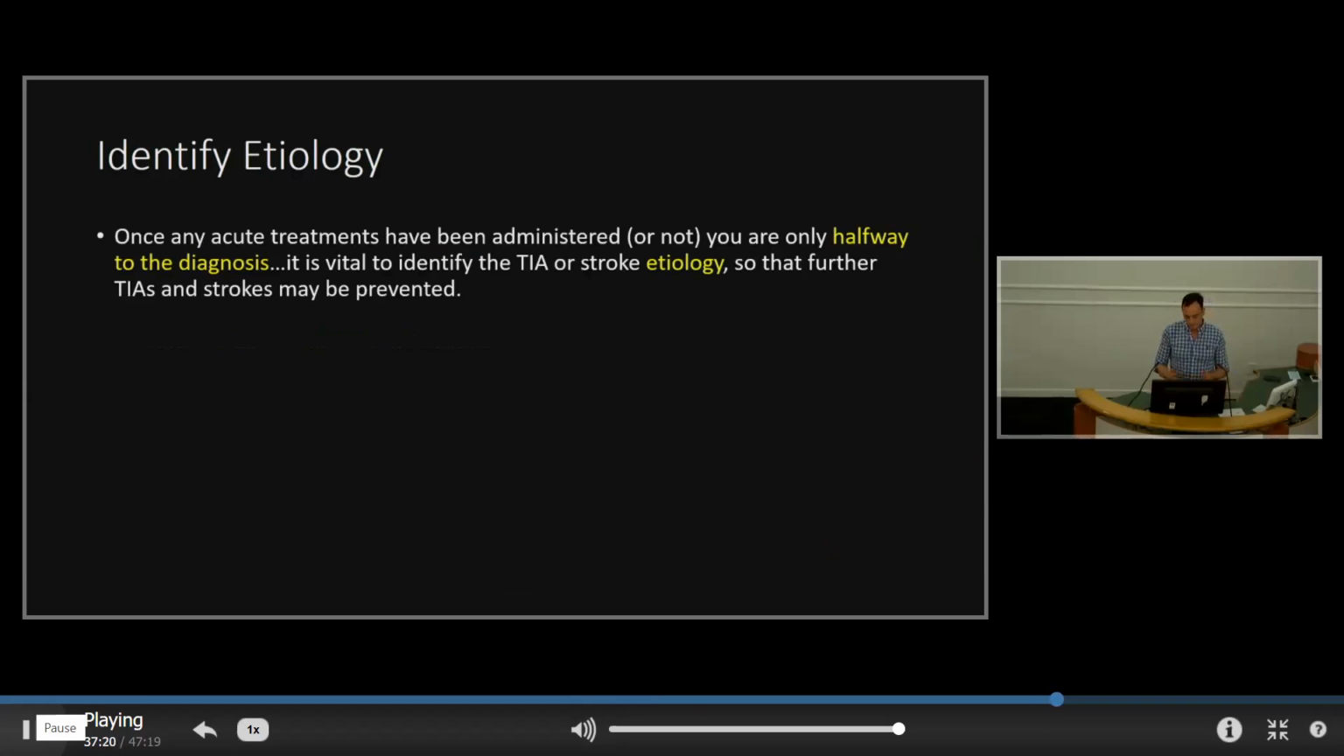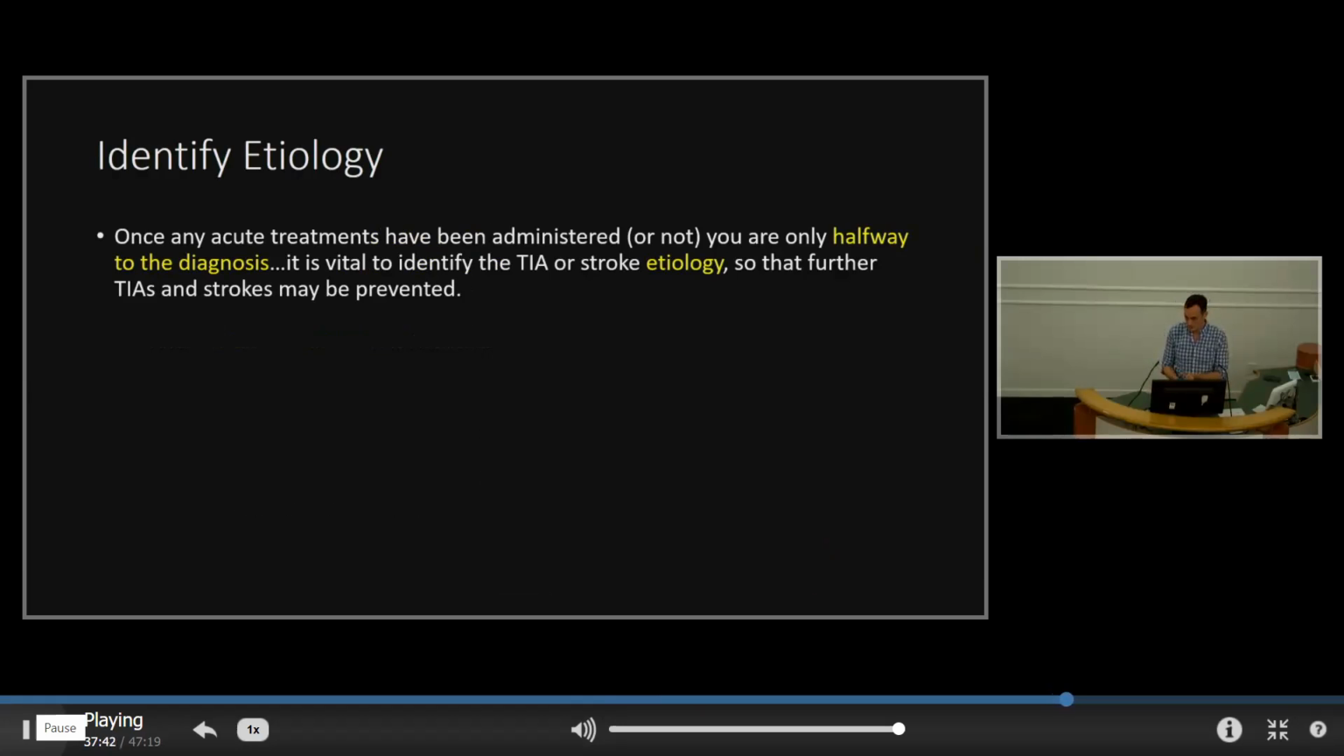All right, so regardless of which of these one uses, or whether you use both or whether you use neither, once any acute treatments have been administered, so those are to treat the current stroke, then you're actually only halfway to the diagnosis, because remember, the stroke is not the diagnosis, it's part of it. And so now it's vital to identify the TIA or stroke etiology, and I can't emphasize this enough.